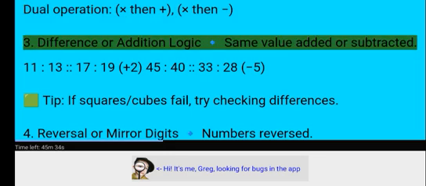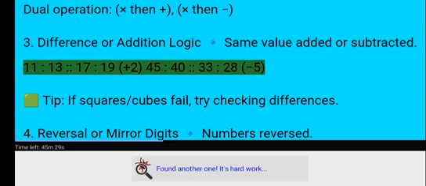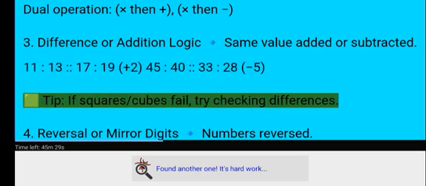3. Difference or addition logic: the same value is added or subtracted. 11, 13, 17, 19 plus 2, 4, 5. 40, 33, 28 minus 5. Green square tip: if squares and cubes fail, try checking differences.